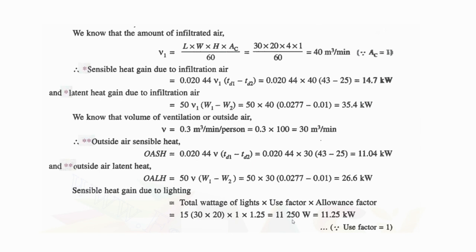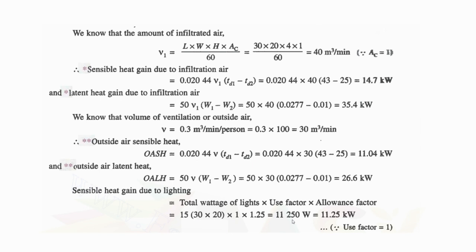And for latent heat also, the formula is 50 into volume flow rate into humidity ratio difference. The humidity ratio difference is given in the problem. So we just have to put here 0.0277 and 0.01, and we will get the latent heat gain from infiltration air, which is 35.4 kilowatt, which is more.